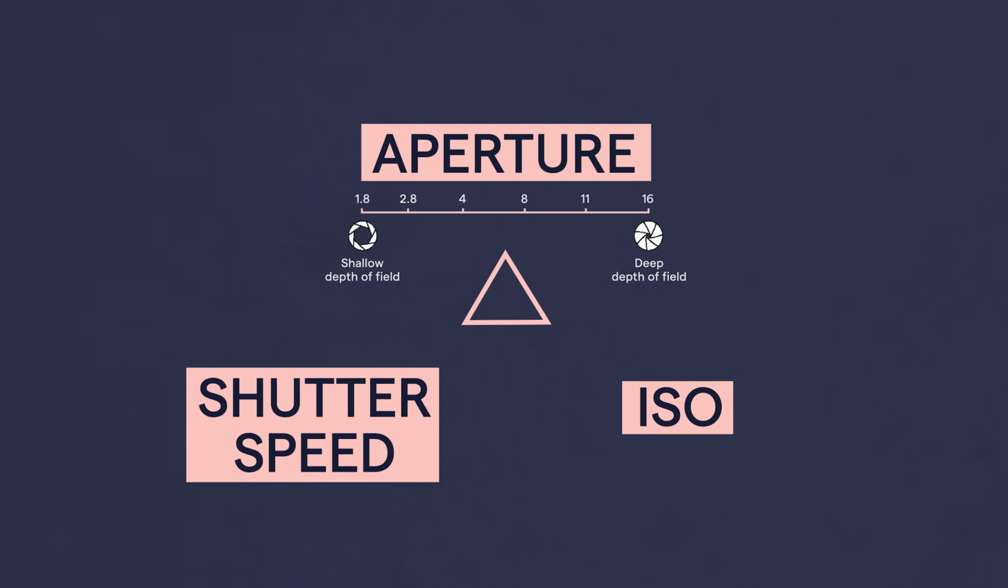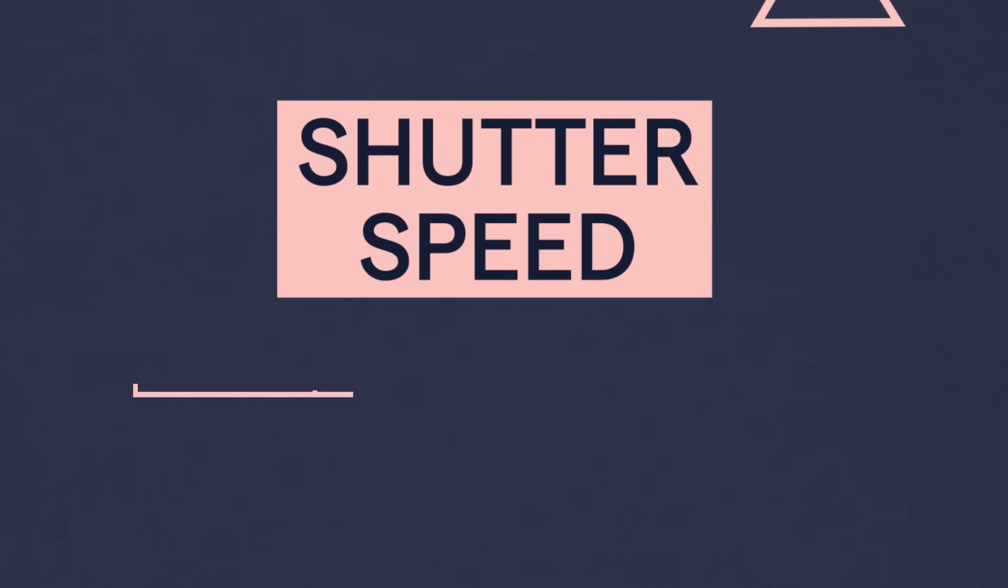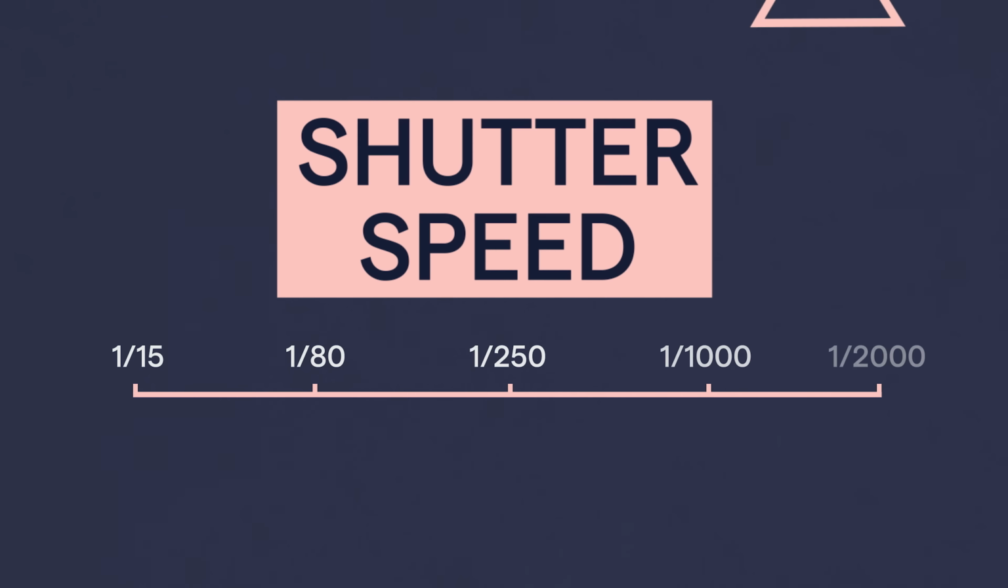So moving on to shutter speed. When you press the shutter button, the shutter speed that you have set will determine how long your sensor is exposed to the light. So if you have a fast shutter speed, it's not going to be open for very long, which is going to be letting less light in. And then if you do a slow shutter speed, it's going to be letting lots of light in.